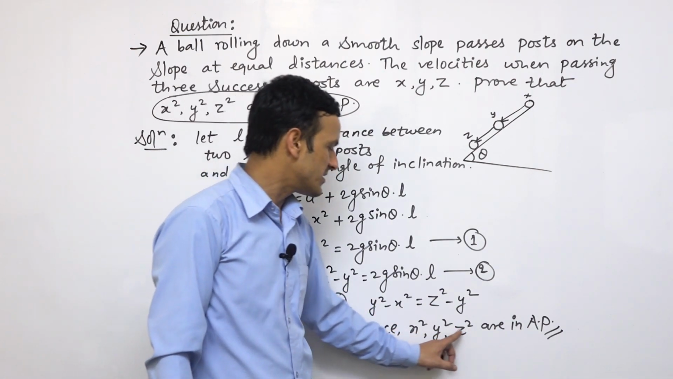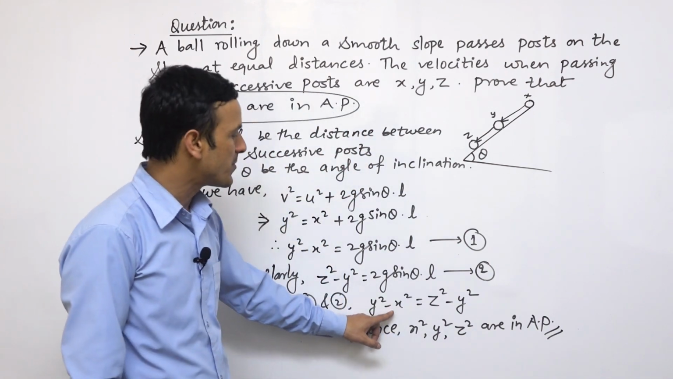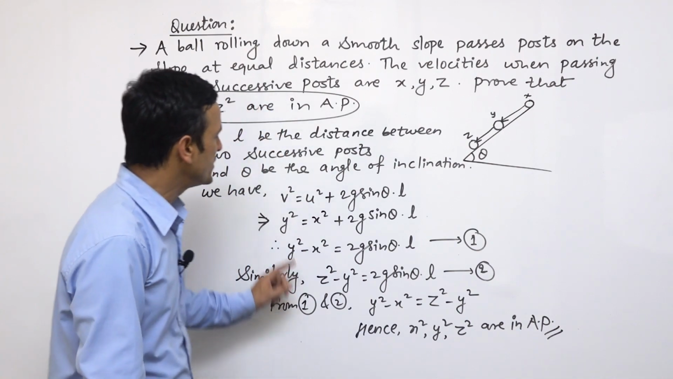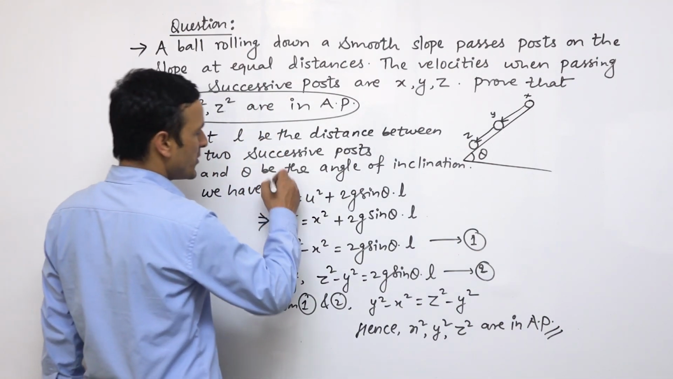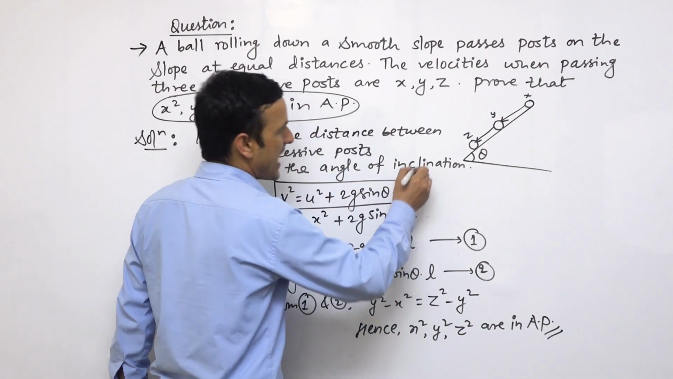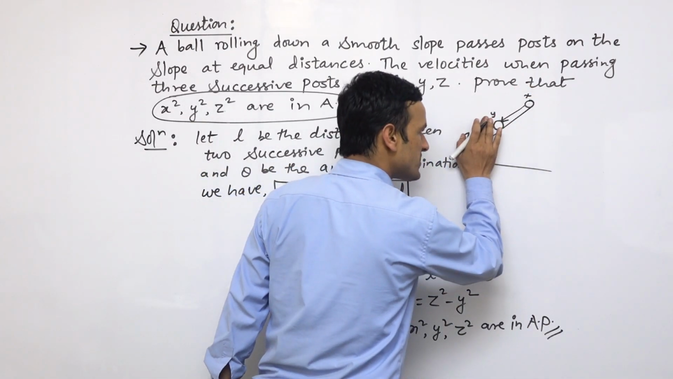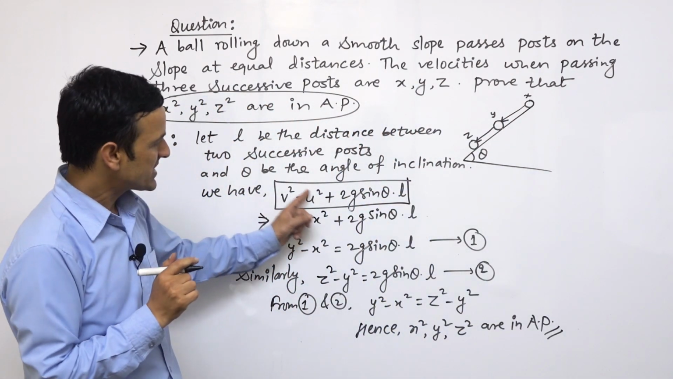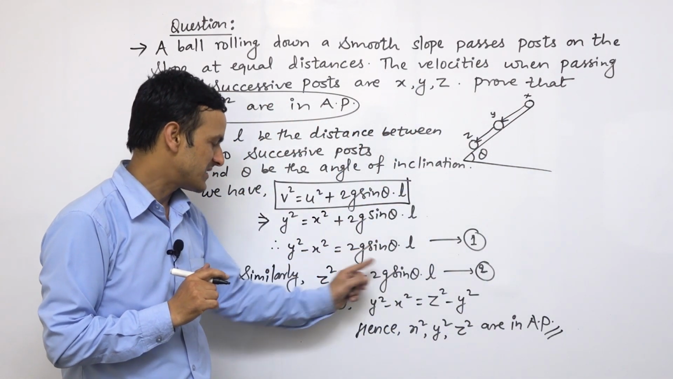So D1 is equal to D2. That means the common differences for these two terms and these two terms are equal. In this way, if you apply this formula from here, we have initial velocity and final velocity for two successive posts. In this case, if you find out the value, then we obtain this result.